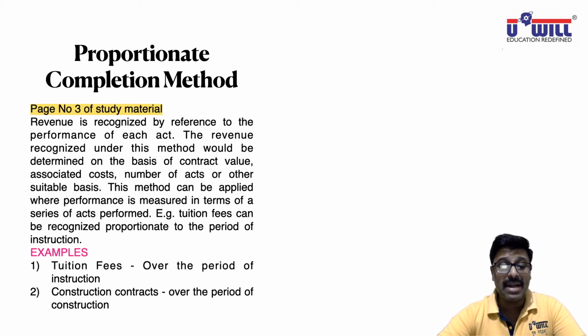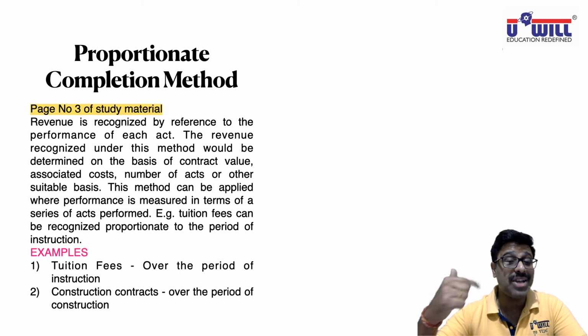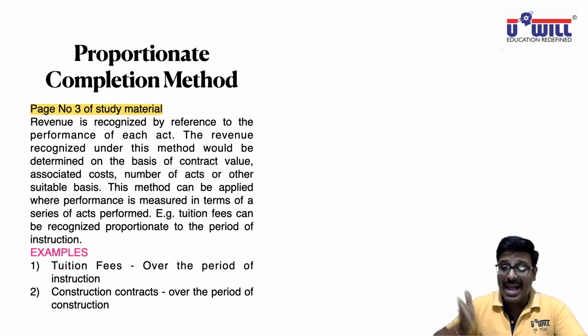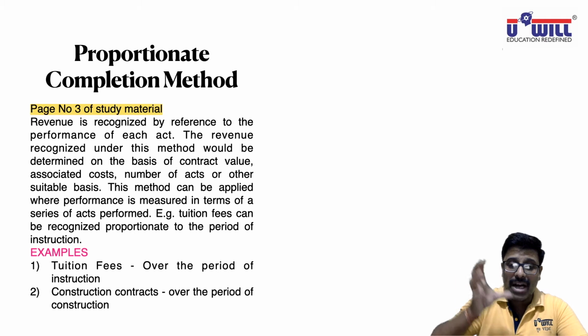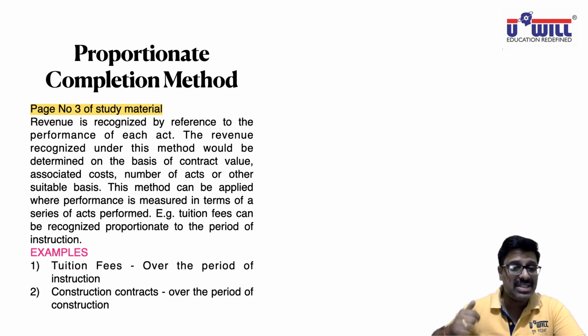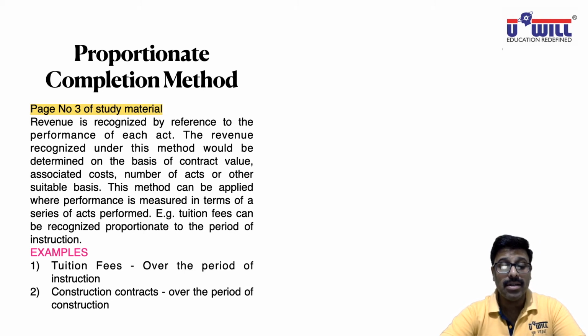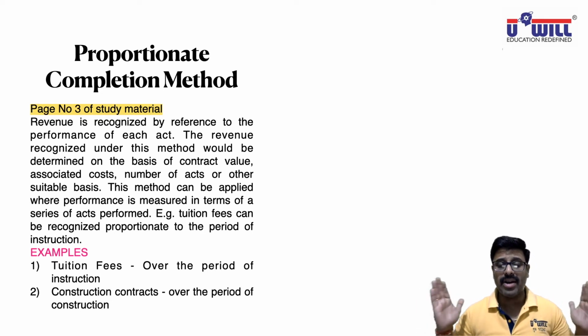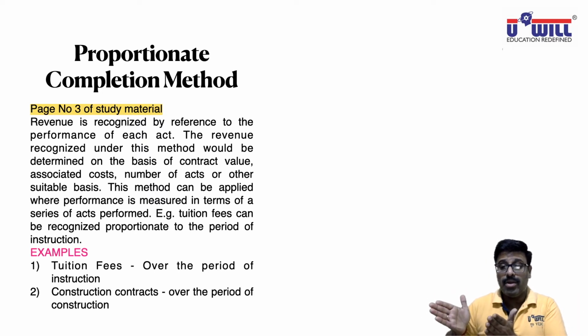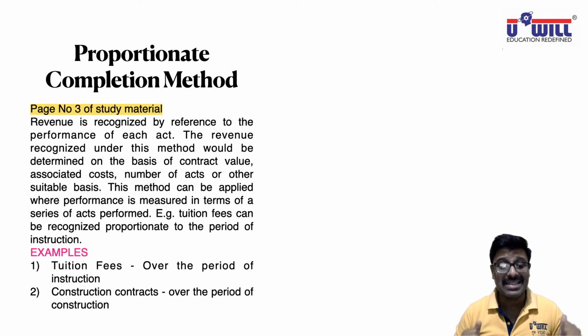Revenue is recognized by reference to the performance of each act. I told you a series of acts are performed. So as you perform one act, some part of revenue you receive, and that part of revenue which you receive you record in the books of accounts. The revenue recognized under this method would be determined on the basis of contract value, associated costs, number of acts, or other suitable basis. So total contract price, suppose spread over 4 years, 1 crore. Now in the first year, if you have done 25% work, you'll record 25 lakhs in the books of accounts on the basis of contract value. Associated cost.